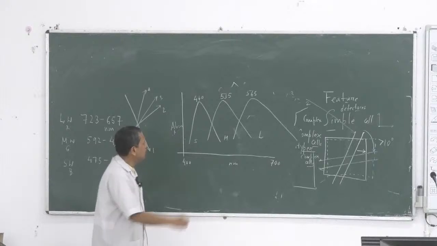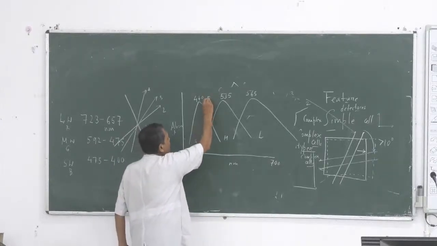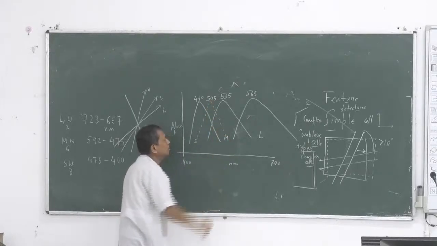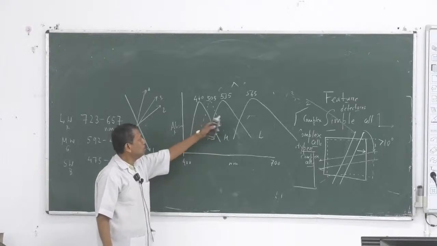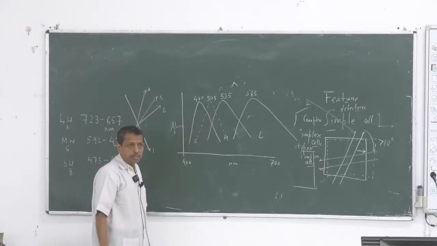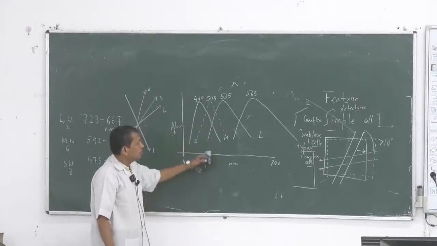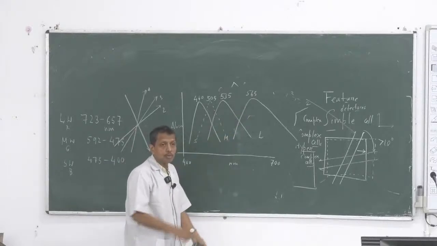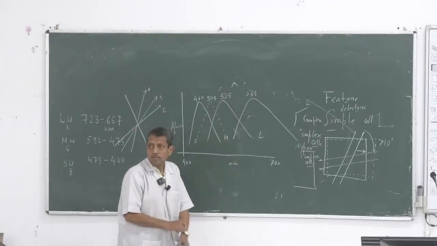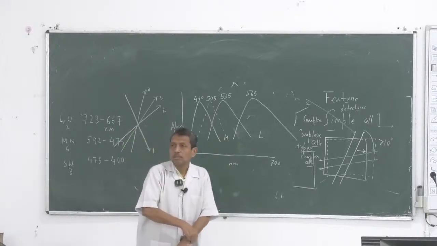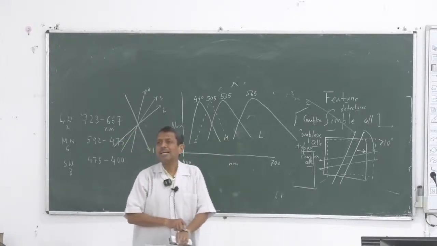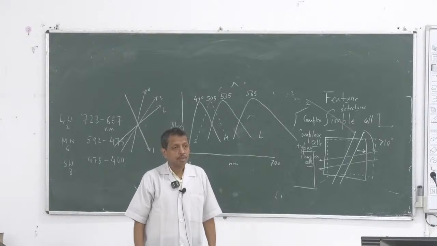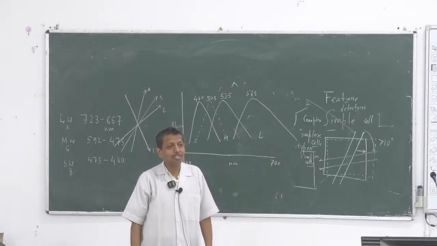In case of rods, it is 505. These are the cones, and this is the rods, 505. And their maximum absorbance is at this value, and there are different types of cone cells.